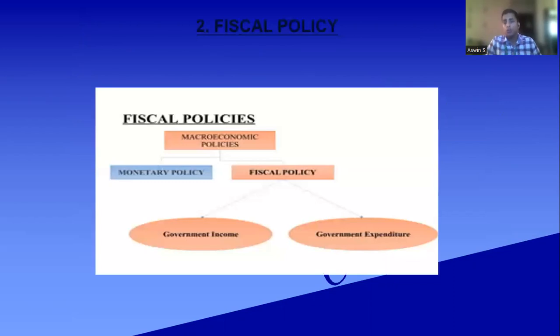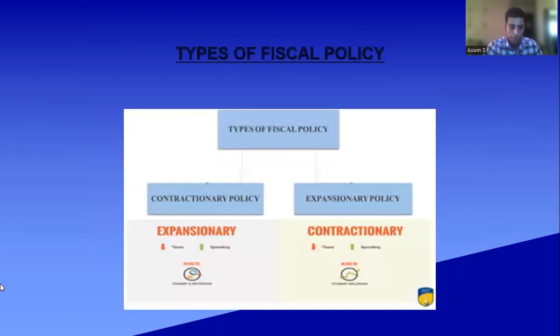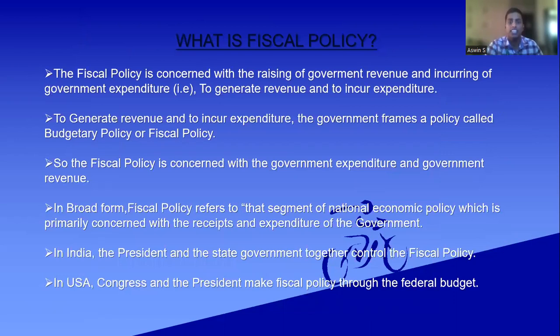Now we will see what is meant by fiscal policies. The fiscal policy in brief basically depends on the government income and the government expenditure. The fiscal policy is concerned with the raising of the government revenue and incurring of the government expenditure. That is to generate revenue and to incur expenditure. To do this, the government frames the policy called the budgetary policy or the fiscal policy.